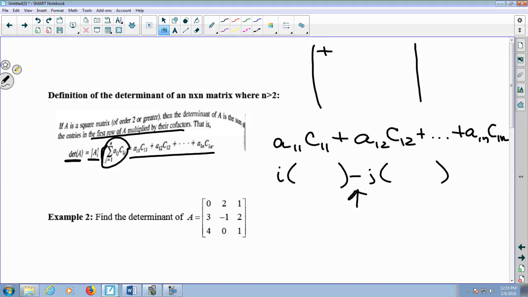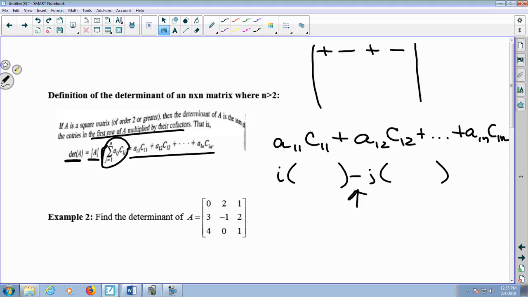The second entry, which is 1, 2, row 1, column 2: 1 plus 2 is 3. Therefore, that entry has a cofactor that's going to be a minus. The third entry would be A13. That's an even number, i plus j is even, therefore the cofactor associated with that entry is positive. And we see we alternate from positive to negative.